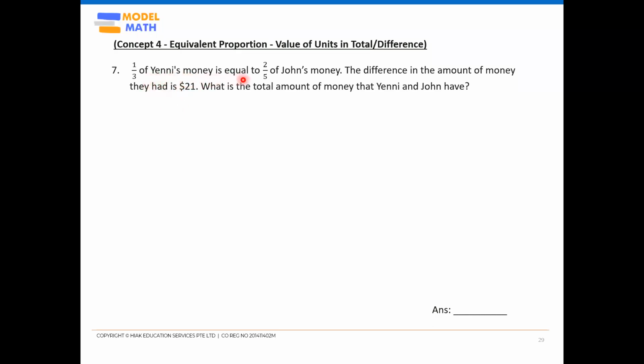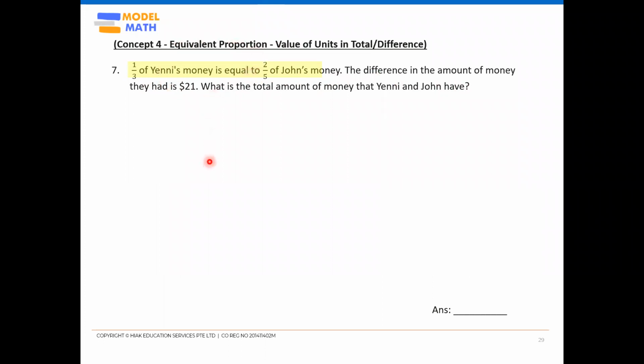1/3 of Yenni's money is equal to 2/5 of John's money. The difference in the amount of money they had is $21. What is the total amount that both of them have? So as we can see from the first sentence, this is a very straightforward sentence to tell us that this is an equivalent proportion concept.